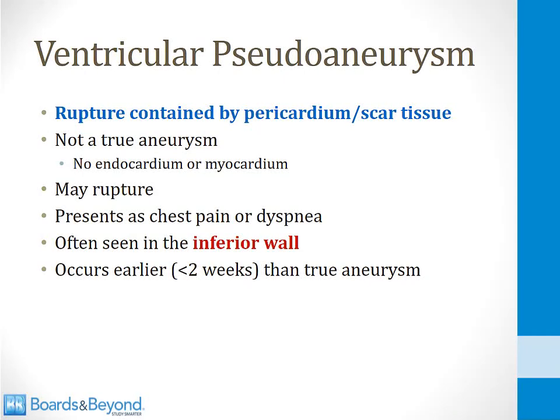To make this even more confusing at the medical student level, there is another complication of myocardial infarction called ventricular pseudoaneurysm. This is a wall rupture that is contained by a pericardium or scar tissue, and it's different from a true aneurysm like we talked about in the last slide, because it's not surrounded by endocardium or myocardium. Instead, it's surrounded by something holding in the free wall rupture.